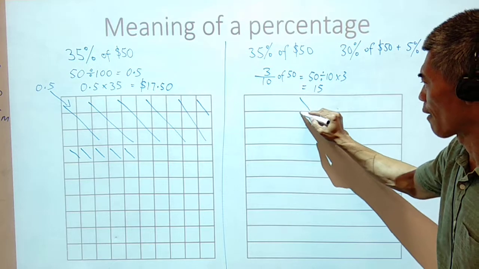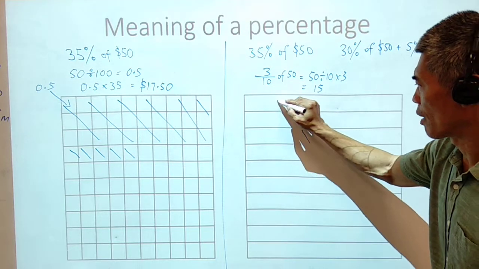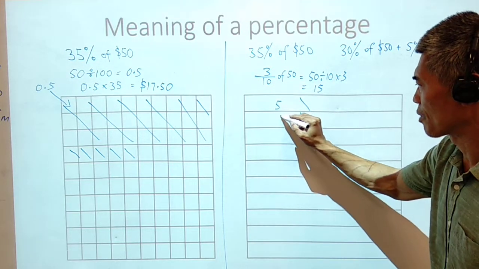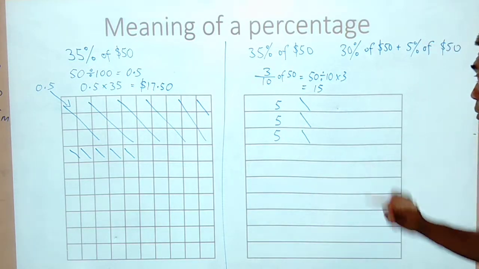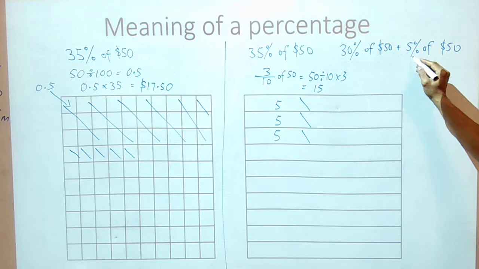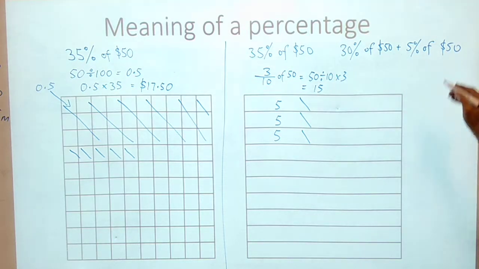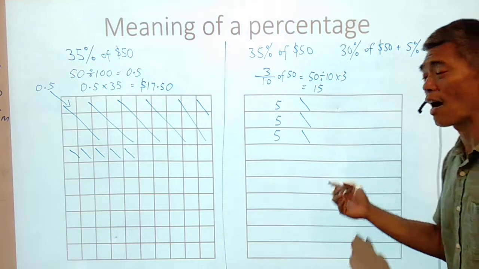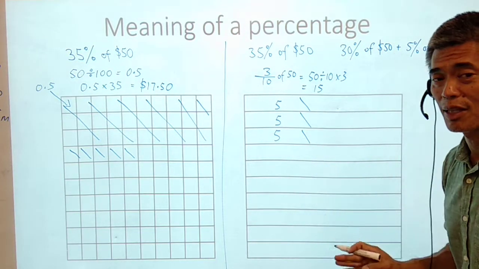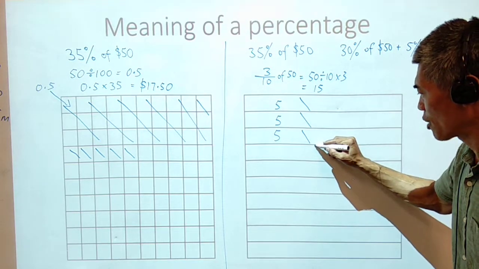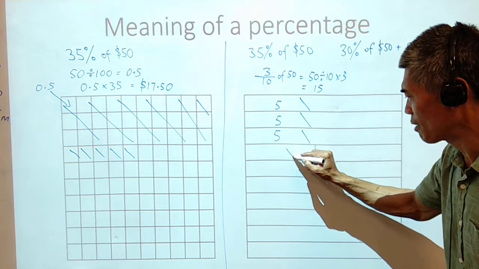So I've shaded 3 parts, and I have 5 in each part, giving me 15. Now over here we have the 5% of 50, and we know that 5% is actually half of 1 part in 10. So we're just going to only shade this part, all right?